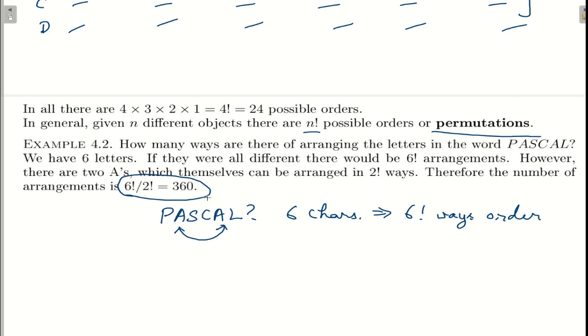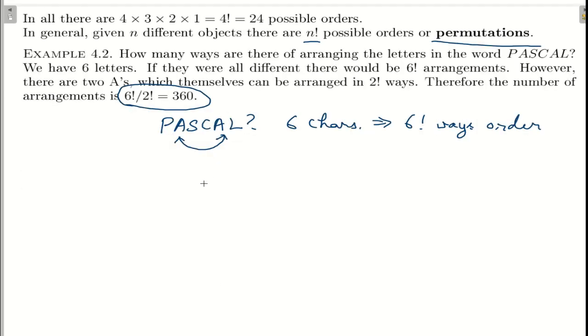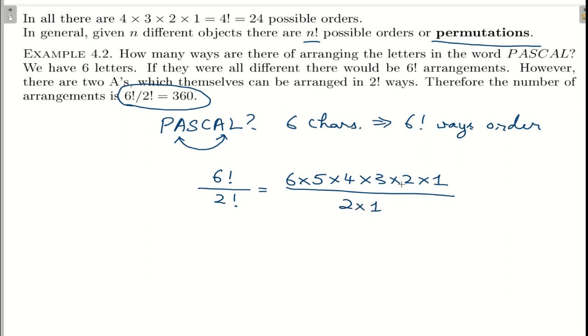How do we calculate 360 ways? We do it this way. We have 6 characters, so we have 6 factorial ways, but 2 characters are the same, so we have to divide by 2 factorial. And then we use the expansion: 6 times 5 times 4 times 3 times 2 times 1 is 6 factorial, and 2 factorial is 2 times 1. So we cancel out this 2 and this 1. We get 6 times 5 times 4 times 3. 6 times 5 is 30, 4 times 3 is 12, right? So 30 times 12 is 360 possible ways to reorder the letters of Pascal.